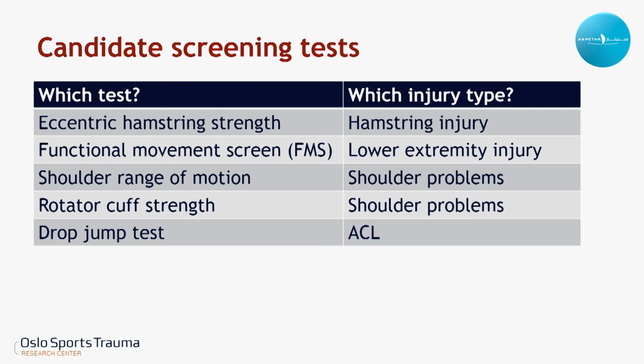You're all familiar with many of the screening tests that are being used in sports, and here is a selection of them. We have strength for hamstring injury, we have functional movement screen or FMS for any type of lower extremity injuries, we have tests for shoulder injury, and we have tests for the ACL. What characterizes all of these is the following.